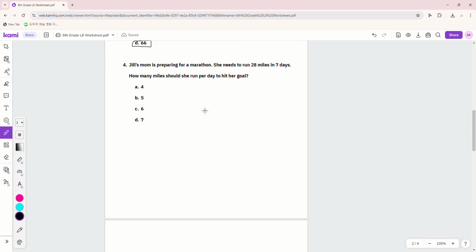For the next question, it says Jill's mom is preparing for a marathon. She needs to run 28 miles in 7 days. How many miles should she run per day to hit her goal? So for this question, to reach 28 miles in 7 days, you would just divide 28 by 7, which is 4 miles per day.